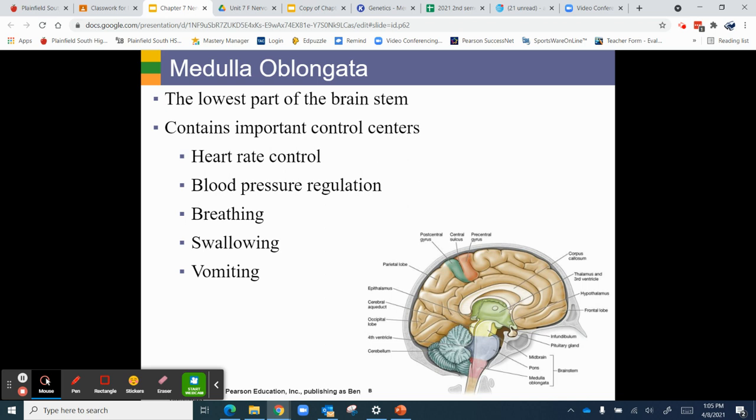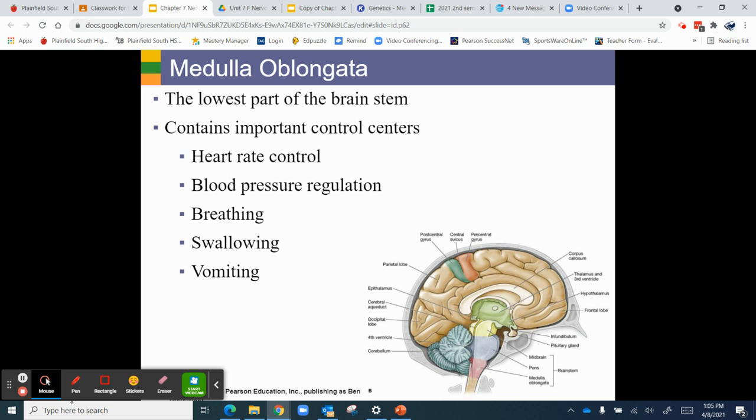All right. The medulla then is the very lowest portion of the brainstem, and we've got some control centers here. We get heart rate control, so that's going to control the speed of our heart rate. Blood pressure regulation is in this one as well. Breathing is controlled here, swallowing, and also vomiting.